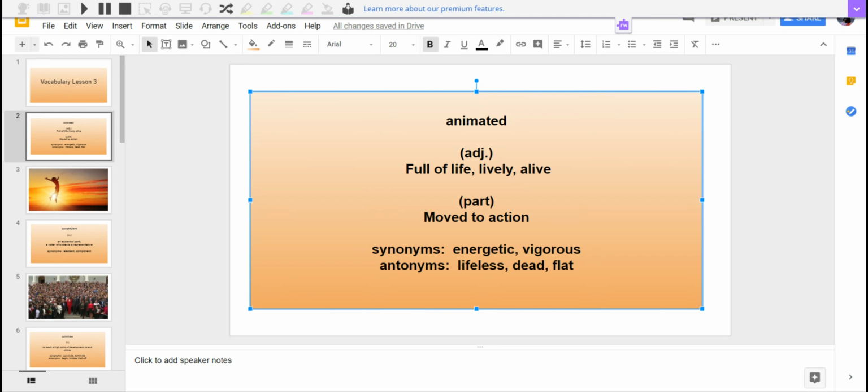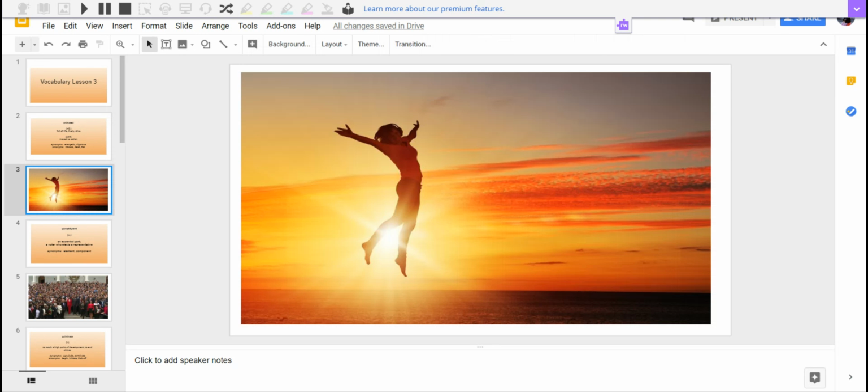So it can also be used as what this is called a participle, and it's basically using it as a verb. Moved to action. Okay, so make sure that you write down both definitions on your notes. Okay, so even if you're just looking at the slideshow, you still should be writing both definitions down. Synonyms are energetic, vigorous. Antonyms or opposite, words that mean the opposite, are lifeless, dead, flat. And I just put a picture of somebody jumping.